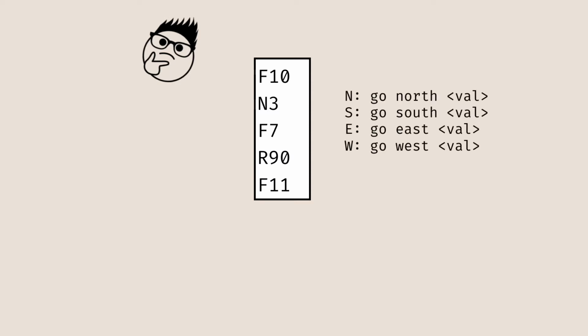We're going to have a first set of commands that just give us the cardinal directions of north, south, east, west, and we're also going to be given a number along with those commands. What we should do is just move the ship in that direction exactly that number of units.